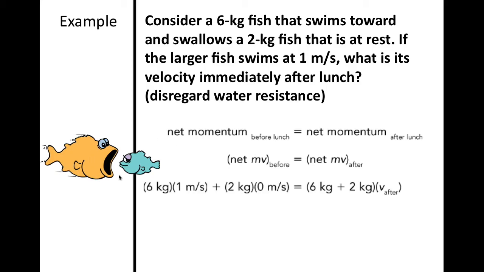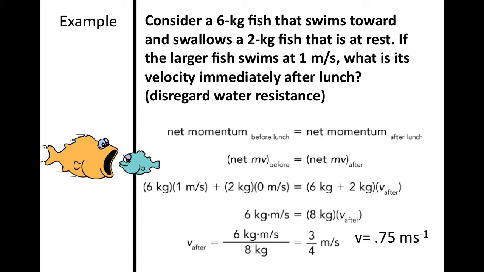All right, so we need to take into account that before the collision we have fish number 1, that is 6 kilograms, its mass, traveling at 1 meter per second, plus the 2 kilogram fish right here, the little guy, and he is at rest. So he is going 0 meters per second. And that is going to equal your after-collision net mass of 6 kilograms plus 2 kilograms times the velocity, which we do not know but we want to know. When we solve for this, we get an answer of the velocity being 0.75 meters per second.